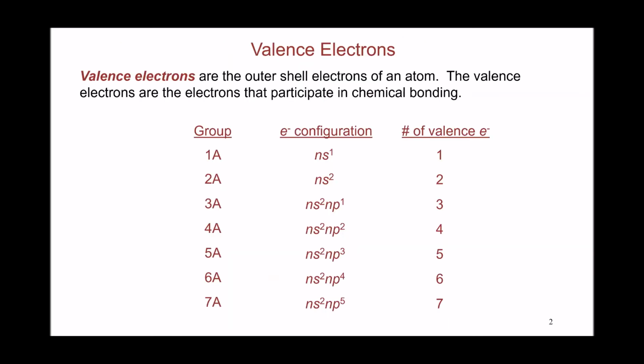Chemical reactions will only involve valence electrons. And as we learned previously, valence electrons will luckily correspond to the group number of the element. So group 1 will have one valence electron that resides in an s orbital. Group 2, two valence electrons in an s orbital. Group 3, three valence electrons with two in an s orbital and one in a p orbital, and so on. Okay? Those are the electrons that will participate in any chemical interaction.